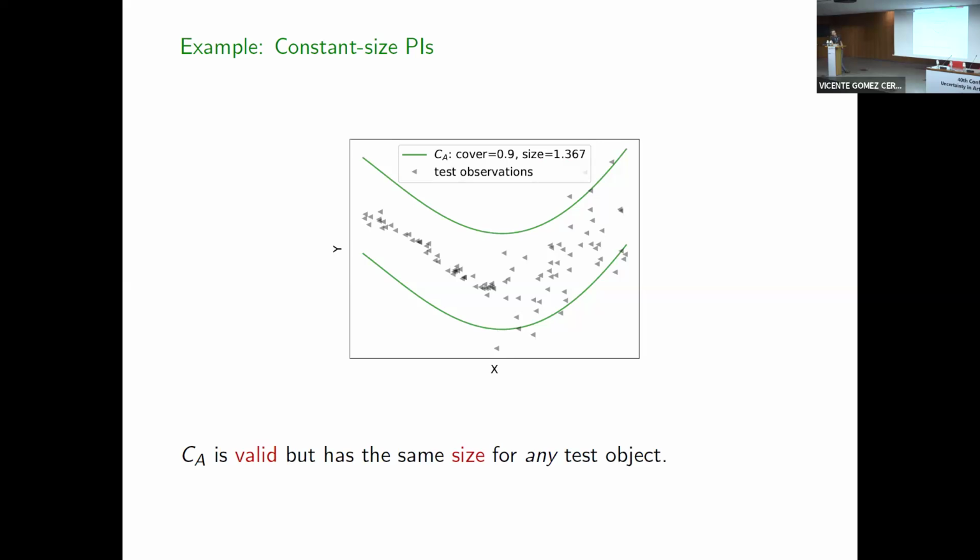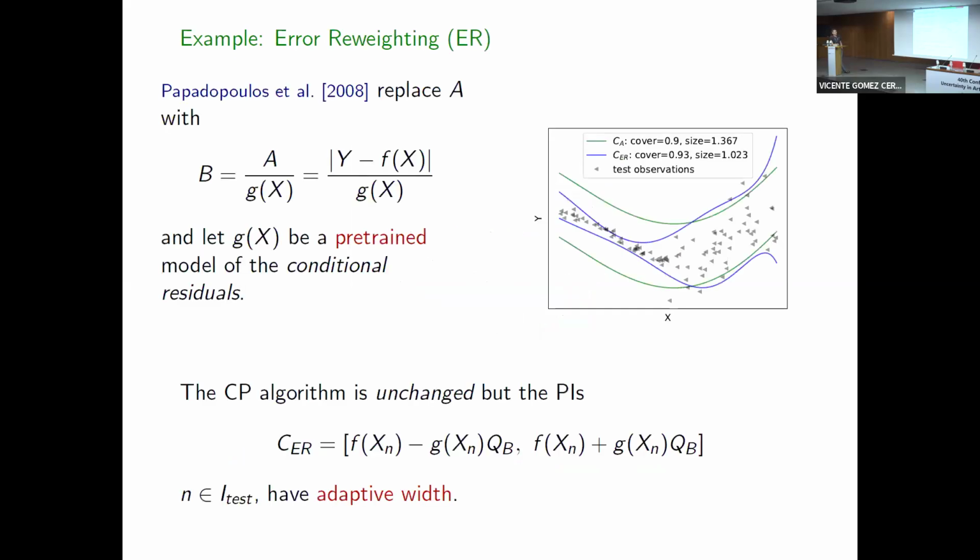And you see that to be valid, the algorithm is forced to be really inefficient here, because the coverage that is guaranteed by construction is 0.9. So if you count, I think there are 100 points. There should be not more than 10 points outside the bands. You can just confirm. So it's valid, but the constant size is not a good strategy.